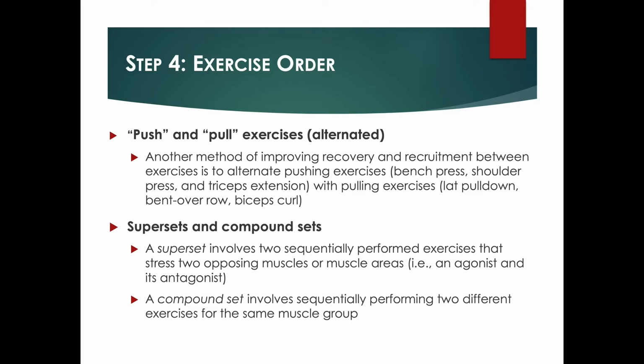You also do super and compound sets. A super set is doing two sequential exercises that stress two opposing muscle groups or muscle areas. So you do an agonist and an antagonist together with no rest. So you go like bicep curls right into tricep press downs. That'd be a super set because you're doing two opposing muscle groups. A compound set would be where you're doing the same muscle group performed with no rest. So you could be doing like bench press right into chest flies. That would be a compound set.